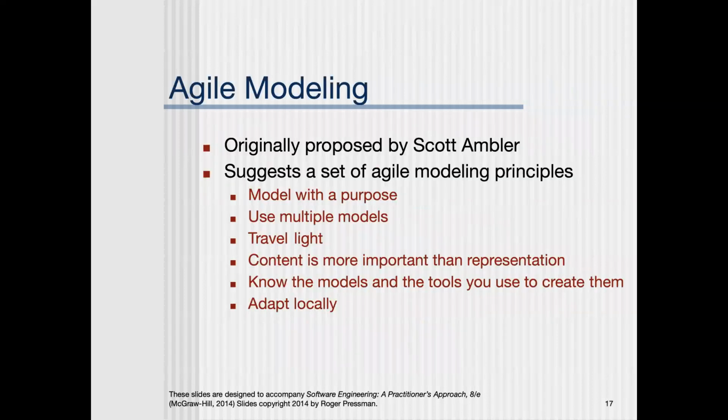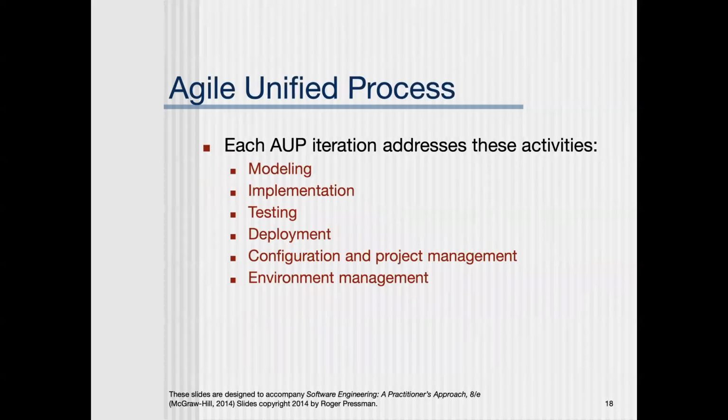Okay. We also have Agile Modeling. So this is a set of Agile modeling principles. So we're going to model with a purpose. We're going to use multiple models. Travel light, that's the thing. We're not going to make these big ponderous models. In fact, Ambler talks about your models and the tools shouldn't be any more than barely good enough. So you don't want to make this beautiful, perfect model. If so, you took too much time. Okay, content's more important than representation, and know the models and tools you use to create them, and then adapt locally. Okay. There's also the Agile unified process.